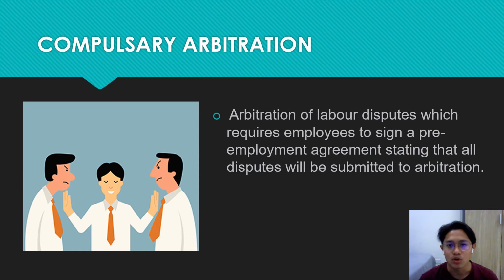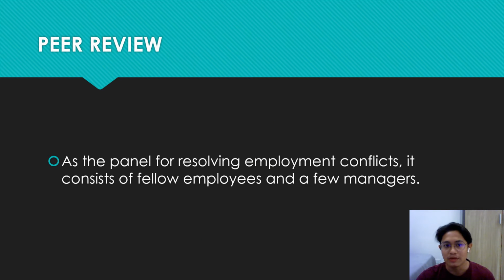Okay, for the first slide is compulsory arbitration. A common feature in union contracts, some firms use compulsory arbitration, which requires employees to sign a pre-employment agreement stating that all disputes will be submitted to arbitration. So these agreements require employees to waive their rights to pursue legal action until the completion of the arbitration process. A legal check of compulsory arbitration as part of Alternative Dispute Resolution, ADR, should be done before adopting this practice.